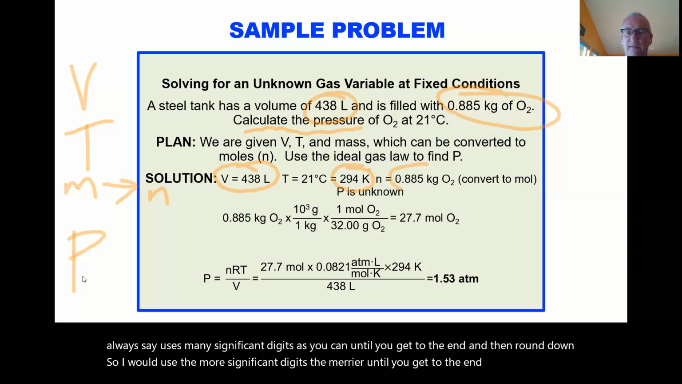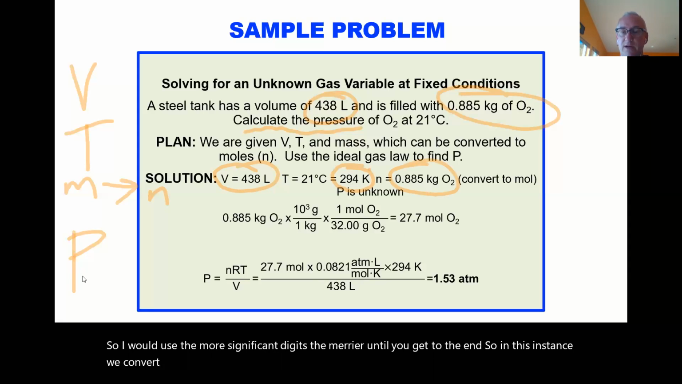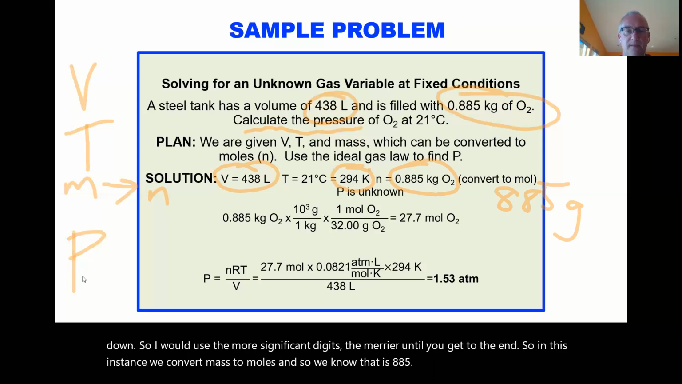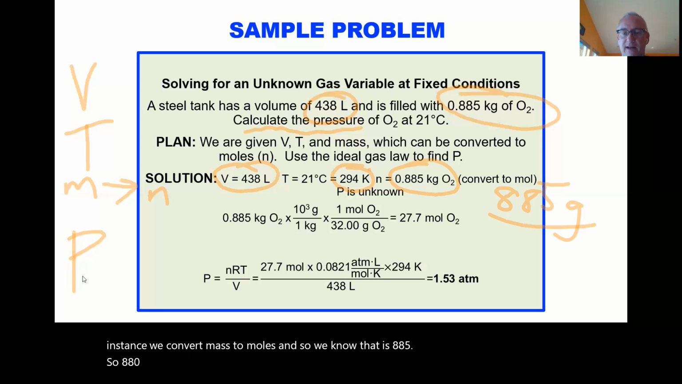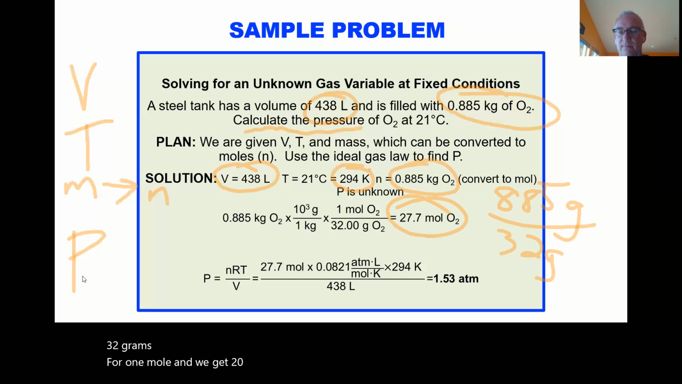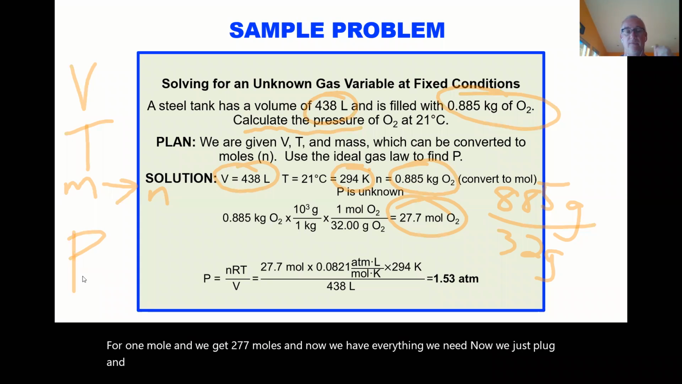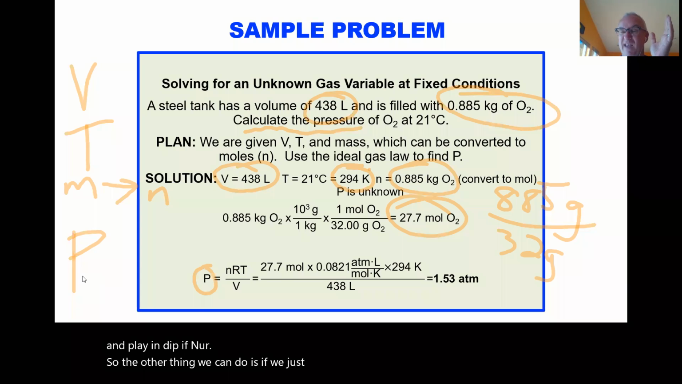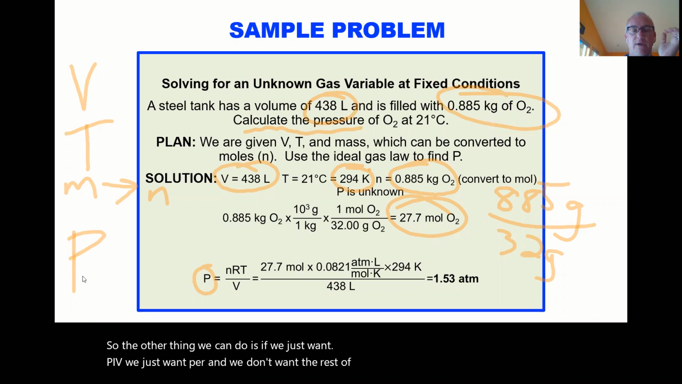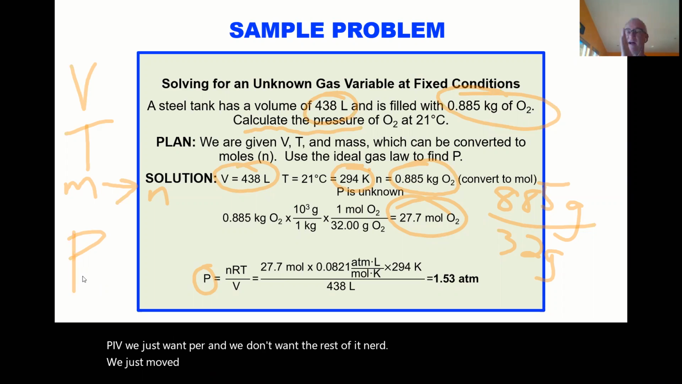So in this instance, we convert mass to moles. And so we know that that is 885 grams. So 885 grams divided by 32 grams for 1 mole, and we get 27.7 moles. And now we have everything we need. Now we just plug and play into PV = nRT. The other thing we can do is if we just want P, and we don't want the rest of PV = nRT, we just move the volume to the other side. We just divide both sides.